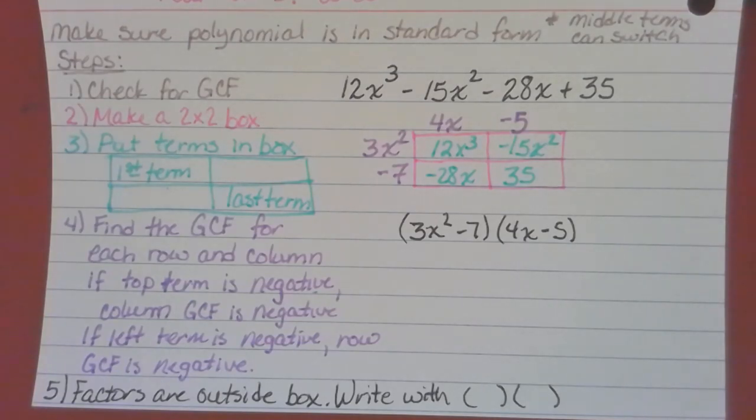So I wrote my column as 3x squared minus 7. So that's my first factor. And my second factor is the 4x minus 5. That was across the top. And like I said, you could have those in the opposite order. You could say it's 4x minus 5 times the quantity 3x squared minus 7.